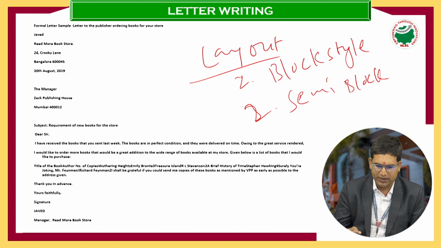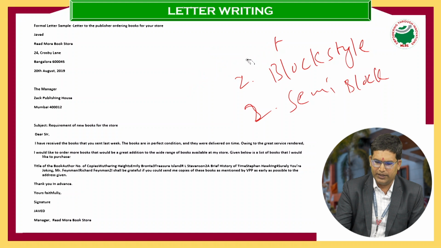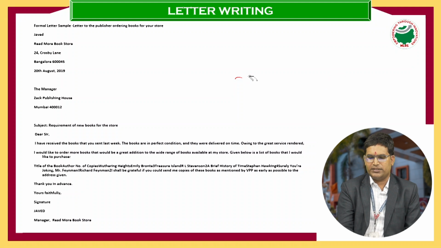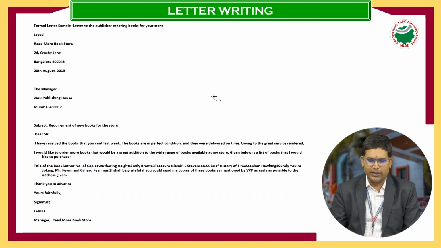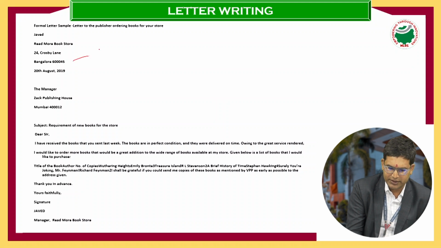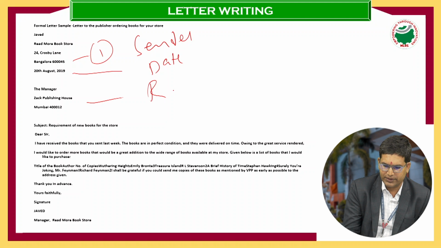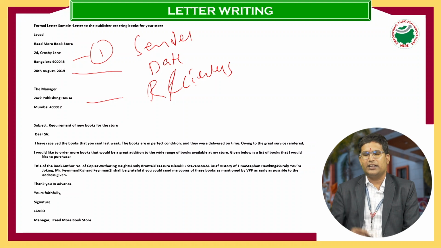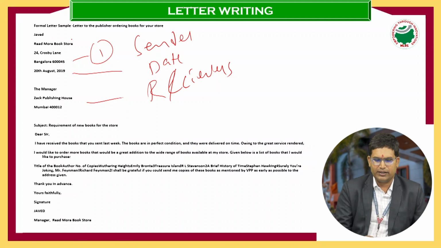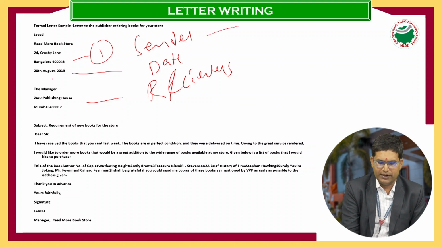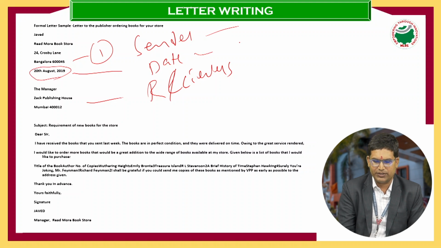So here I take an example of a sample letter. Here we mention ordering a book. So we are ordering books from the publishers. Just have a glance here. In the first step we have the sender's address, then we have a date, and third the receiver's address. The first element is the sender. Here the sender's name is Jahid, Read More Bookstore, and the address is mentioned here. And second, 20th August 2019, we are mentioning the date.